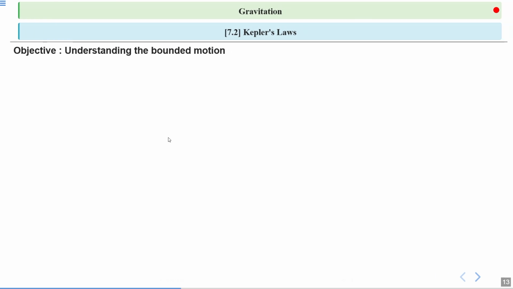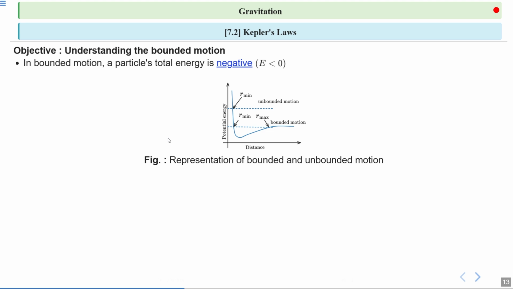So, understanding the bounded motion. In bounded motion, a particle's total energy is negative. The negative energy indicates that the particle is trapped in a gravitational well, unable to escape.